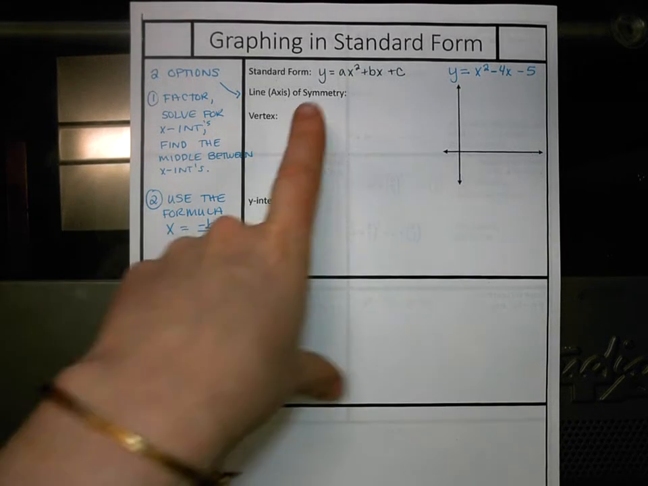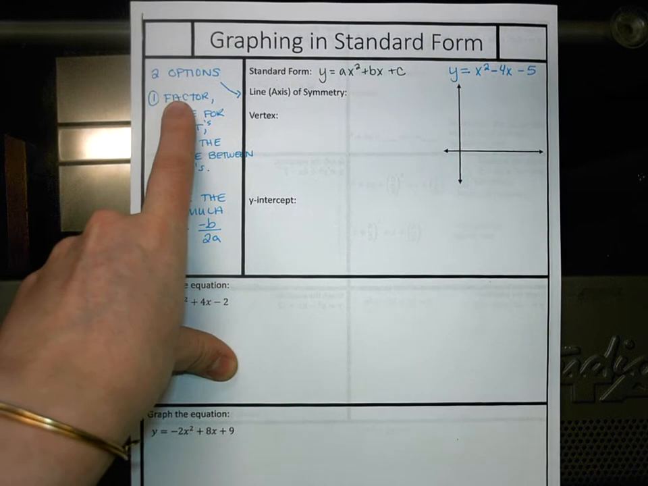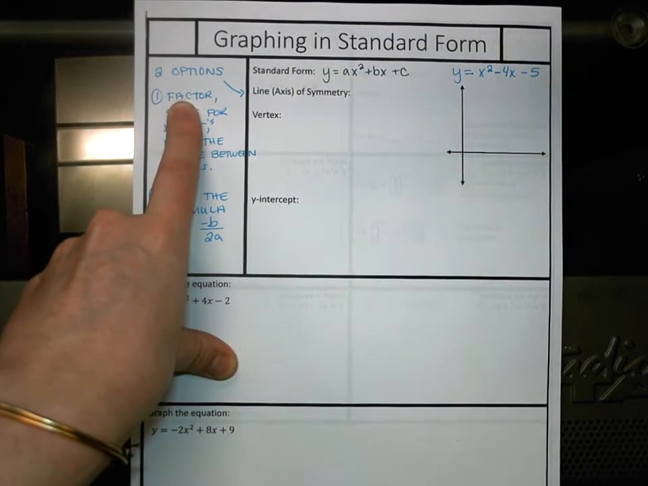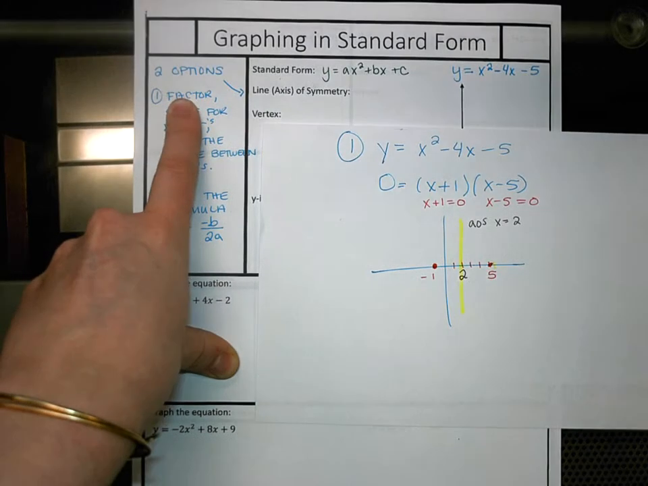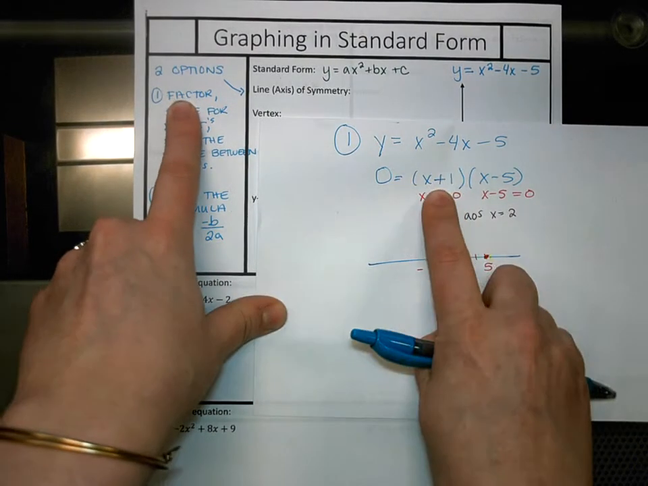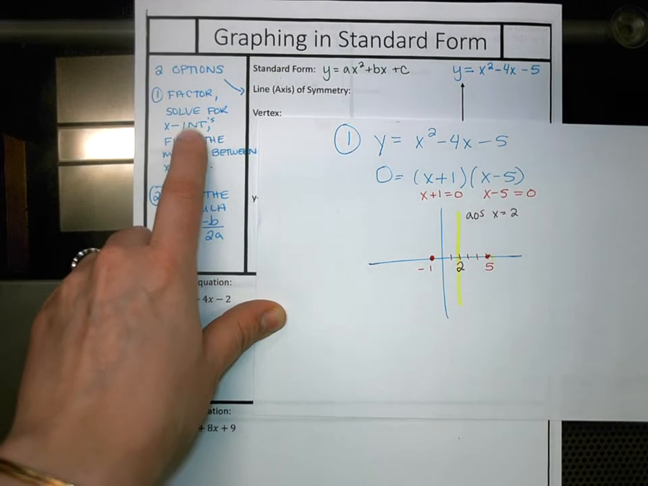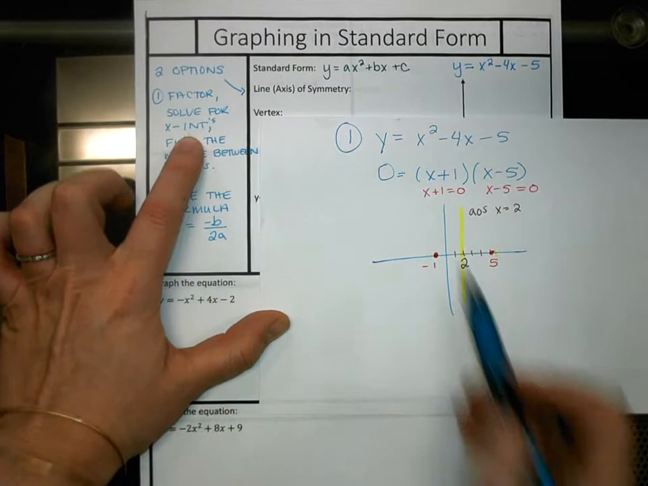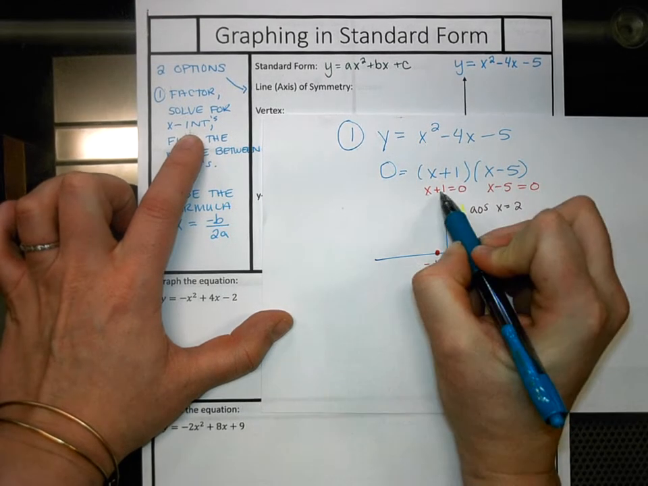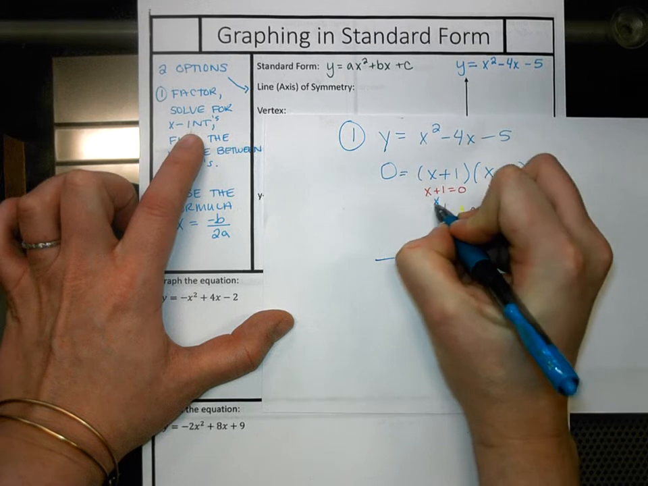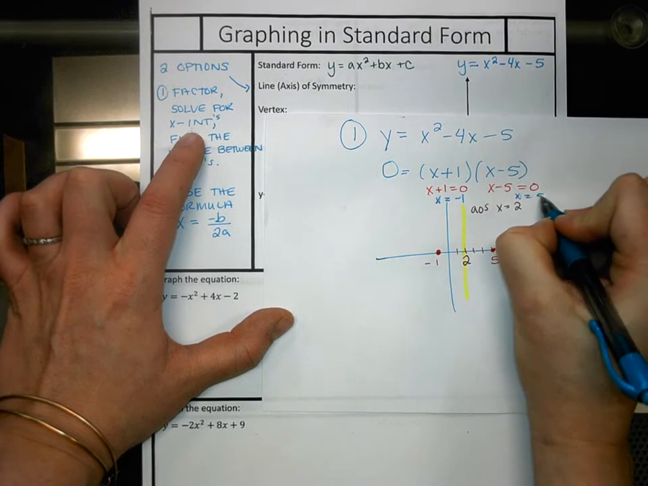Okay, so graphing in standard form, you have two options. The first option would be to factor your expression. If I took my equation x squared minus 4x minus 5, that factors to x plus 1 times x minus 5. After that, you would solve for the x-intercepts. So if each of these needs to equal 0, I do x plus 1 equals 0. So solving, I would get negative 1 and positive 5.